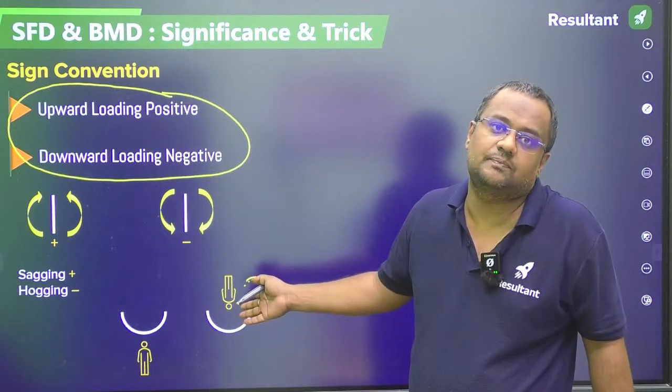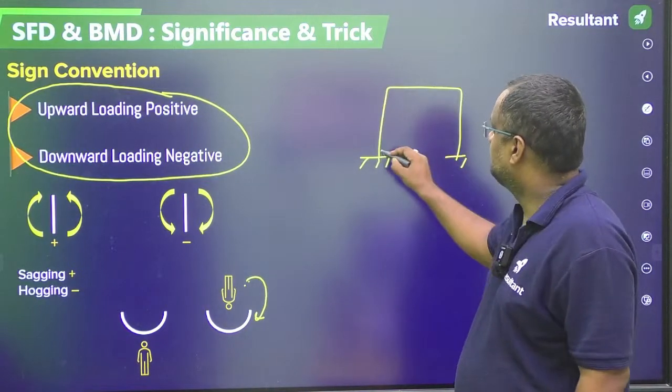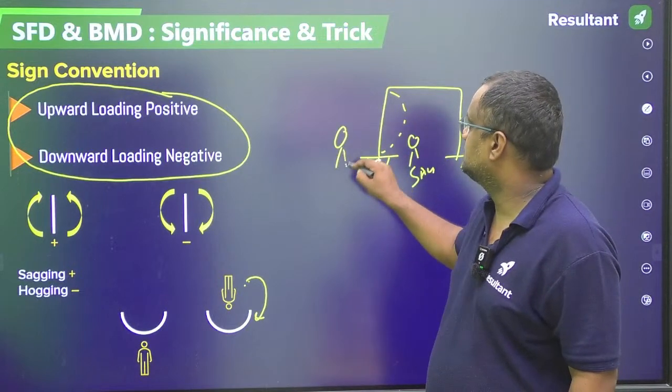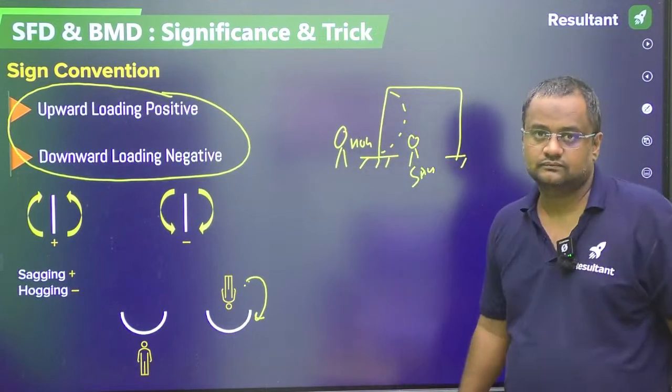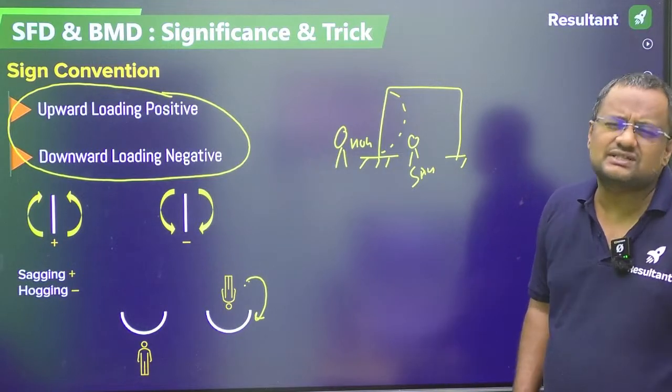Now you say, sir, why will the person be reversed? Okay, let it be a frame case. If this is becoming like this, for this person it will be sagging, but for this person it will be hogging. So sagging and hogging always depend on the frame of reference. Actually, sagging and hogging is rubbish.